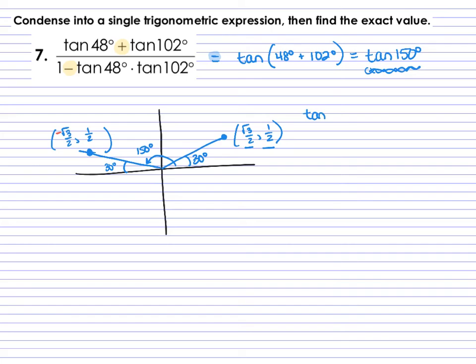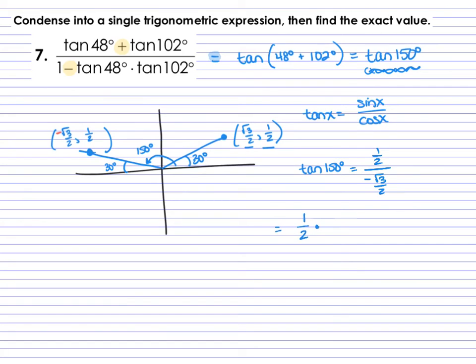I just have to use that to find tangent. I know that the tangent of x is equal to the sine of x over the cosine of x, where x in this case is 150. So the tangent of 150 is the sine of 150, which is 1/2, over the cosine of 150, which is negative the square root of 3 over 2. To solve for that, I'm going to do keep change flip.